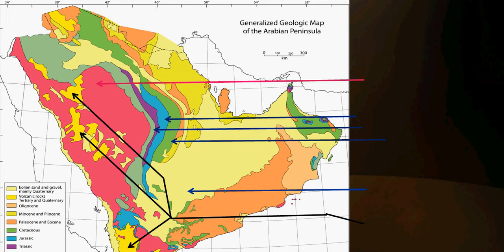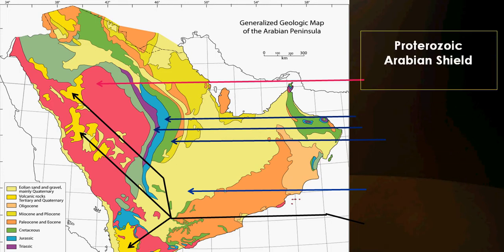It is very important to know the basic geology of Saudi Arabia. Geologically speaking, Saudi Arabia can be divided into four zones. Number one is the Arabian Shield on the left hand side. This is shown in pink, and it is stretched in a northwest and southeast direction along the Red Sea. The Arabian Shield consists of igneous and metamorphic rocks.